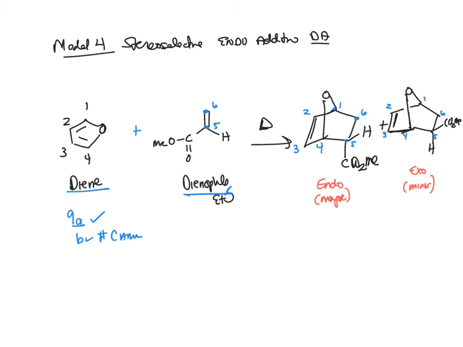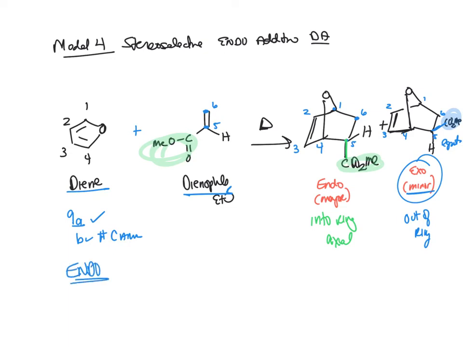All right, so what is the difference between the endo and the exo? So the difference is the substituent here is endo, into the ring. Okay, so you see how it's axial and it's into the ring, whereas here it is exo, meaning out of the ring. And notice that that's your minor, and that's equatorial. So it's equatorial and it's out of the ring. Which product is your major product? The endo is your major product.